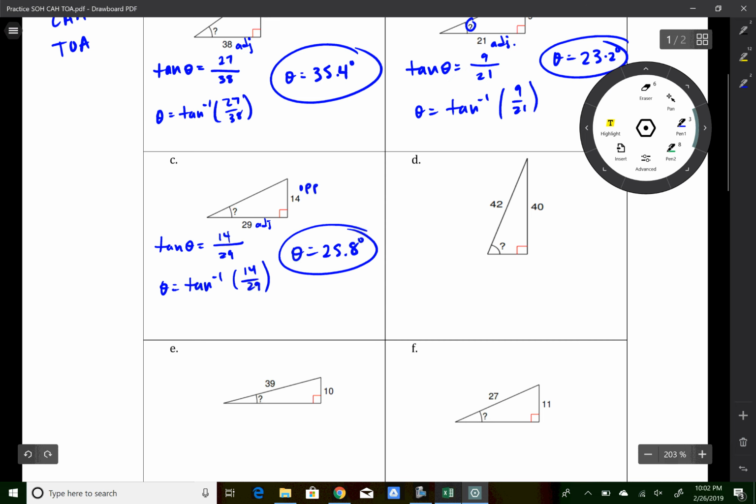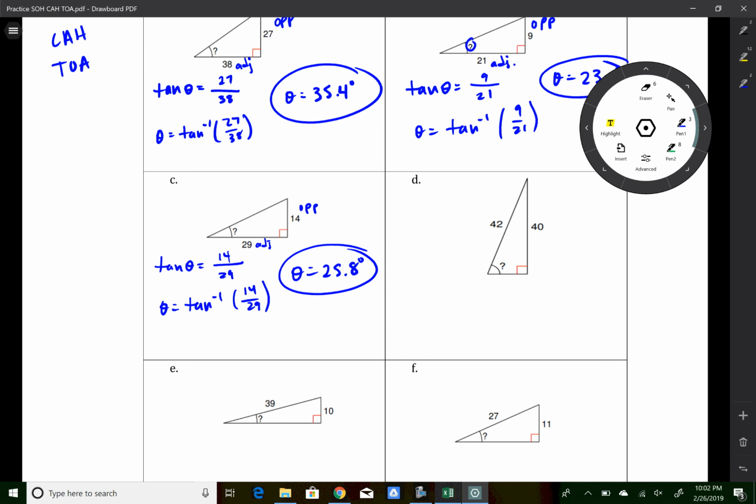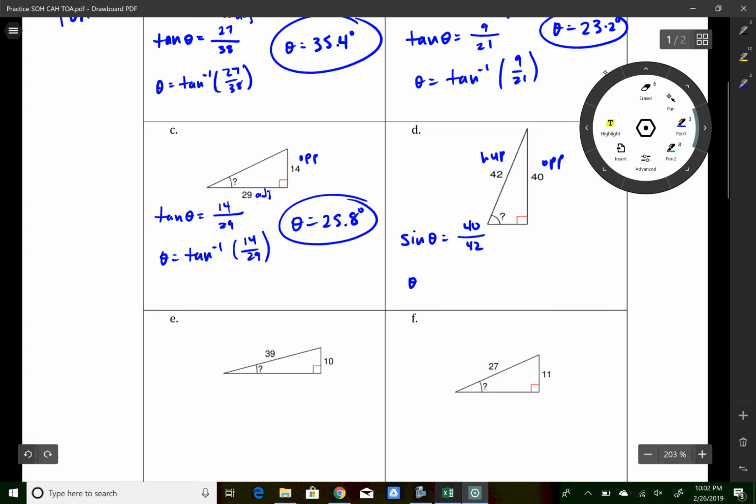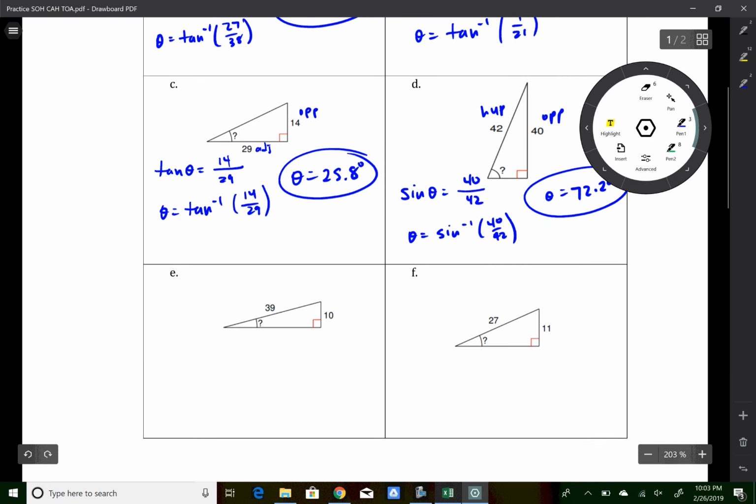All right, the next one is not tangent. I know it's not tangent because the hypotenuse is labeled. So if here's our angle, the opposite side is labeled and the hypotenuse is labeled, so it's going to be a sine ratio. The sine of the angle is equal to the opposite over the hypotenuse. So the angle is the inverse sine of that ratio. Type it in our calculator, and we got 72.2. Don't forget your degree symbol.